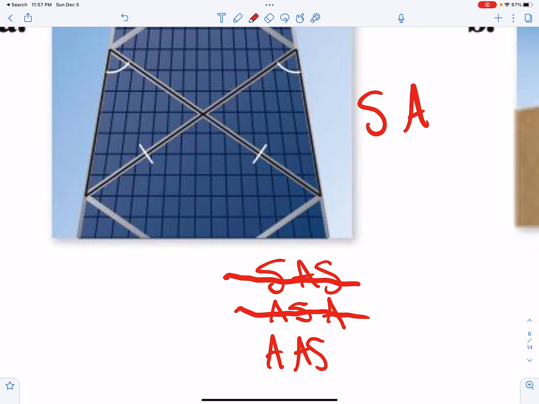But if I look at this one here, if I wanted to, I could do angle, angle, side, and we can tell that these two are congruent always. They don't need to be marked because they are vertical. So the reason those two triangles are congruent is by angle, angle, side.